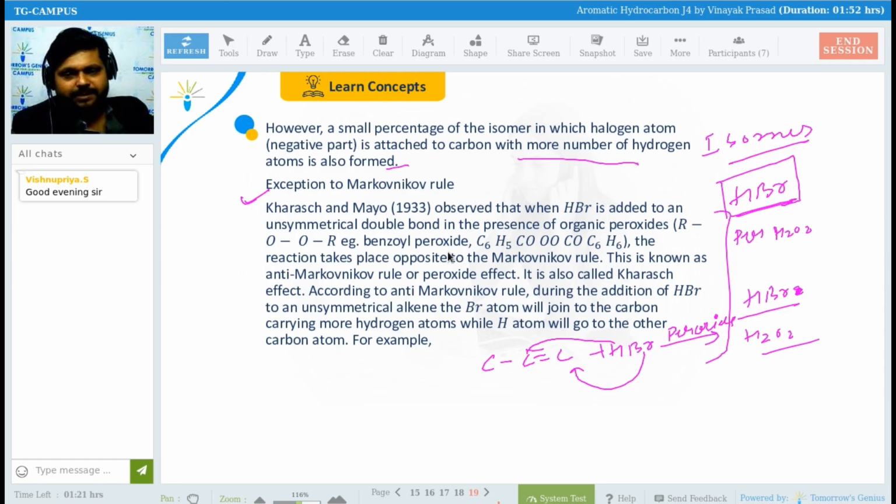So Kharasch and Mayo observed that HBr is added to the unsymmetrical double bond in the presence of organic peroxides, ROOR, or benzoyl peroxide, (C6H5COO)2. The reaction takes place opposite to the Markovnikov rule. This is known as the anti-Markovnikov rule or peroxide effect. It is also called the Kharasch effect. According to the anti-Markovnikov rule, during addition of HBr to an unsymmetrical alkene, the Br atom will join the carbon carrying more hydrogen atoms, while the hydrogen atom will go to the other carbon. That is what I have shown you here in the reaction. Is it okay?